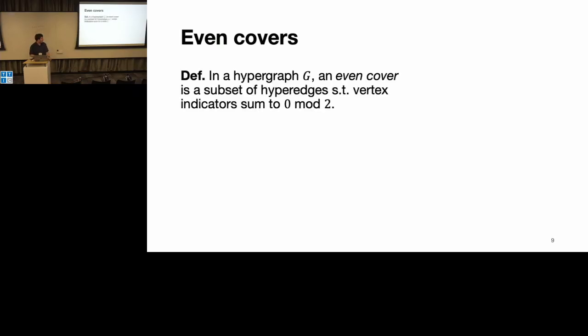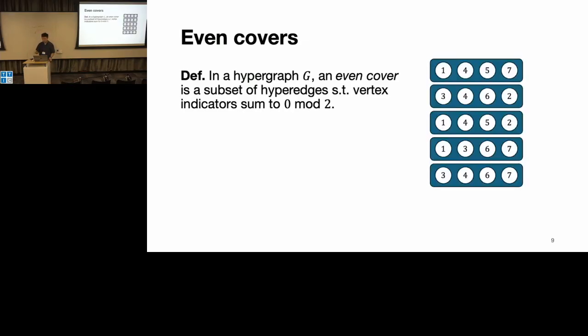So in a hypergraph G, an even cover is a subset of the hyperedges such that if you look at the vertex indicator vectors for each of the hyperedges across the set, they all sum to 0. Here's an example. Here's the same hypergraph I had before. I'm going to take a subset consisting of 4 of the 5 hyperedges. This subset has the property that, for example, vertex 4 appears 4 times, an even number. Vertex 3 also appears an even number of times. So every possible vertex occurs either 0, 2, or 4 times in this example.